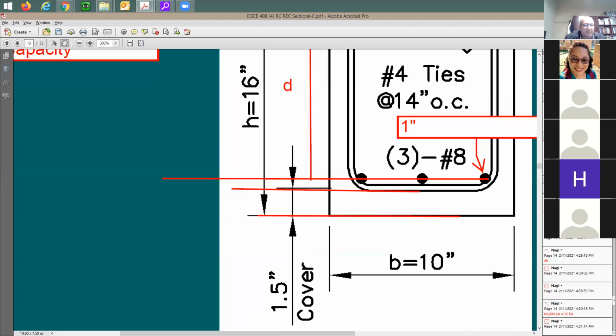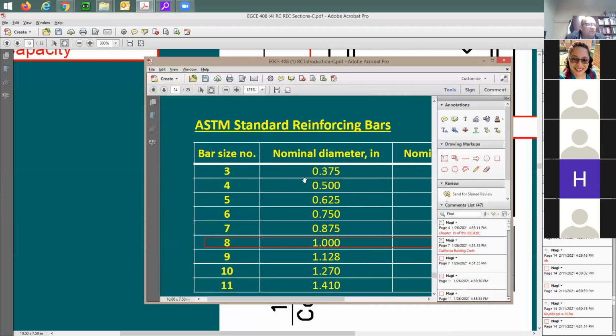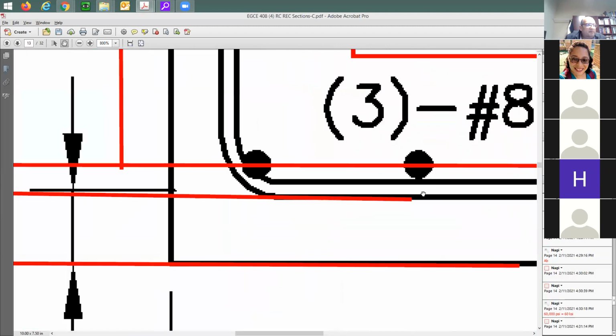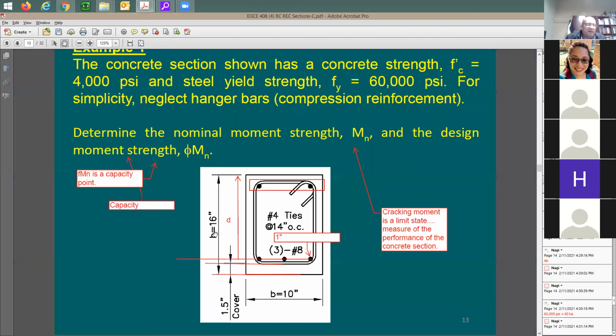You have number 4 ties, and what does number 4 mean? Just in case you forget, number 4 means 1/2 inch in diameter, and number 8 means 1 inch. So from here to there is going to be 1/2 inch, and from here to here is going to be another 1/2 inch, because this rebar is an inch. So when you add this 1 inch to 1.5, it's going to be 2.5 when you subtract it out of the 16 to get to the d distance. Did that answer your question? Yes, thank you. No problem.